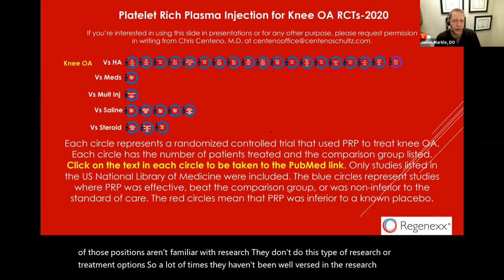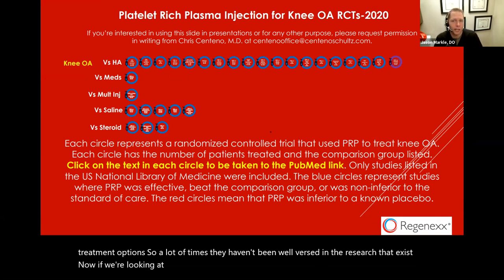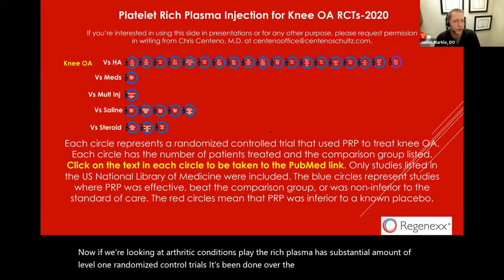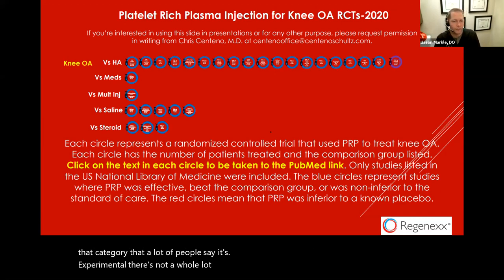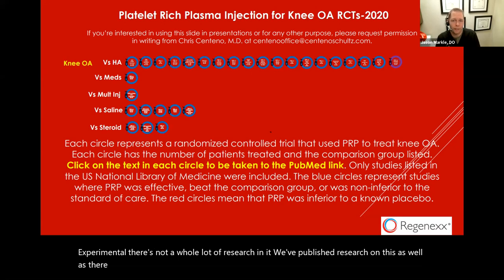Now, if we're looking at arthritic conditions, platelet-rich plasma has a substantial amount of level 1 randomized controlled trials that have been done over the last 15 years. So it's no longer in the category that a lot of people say, that it's experimental and there's not a whole lot of research in it. We've published research on this, and there exists a huge amount of research showing how it works, why it works, and when it works really well.